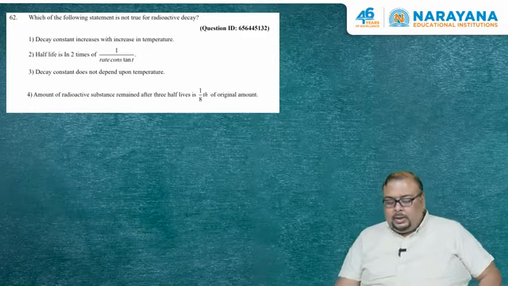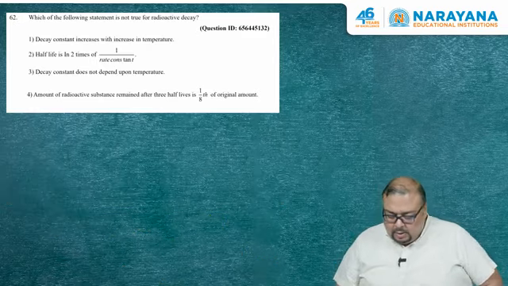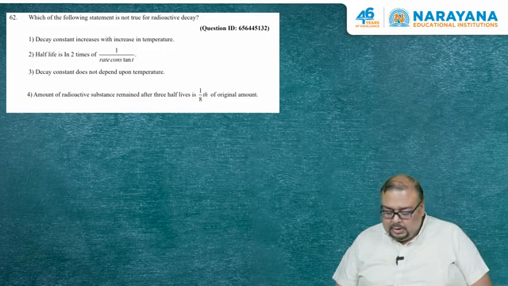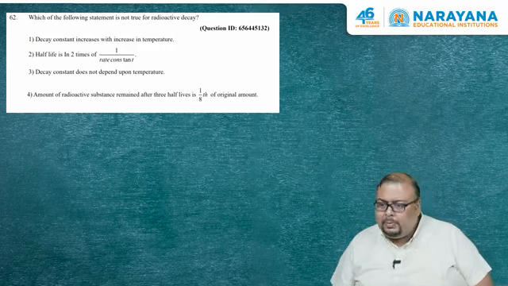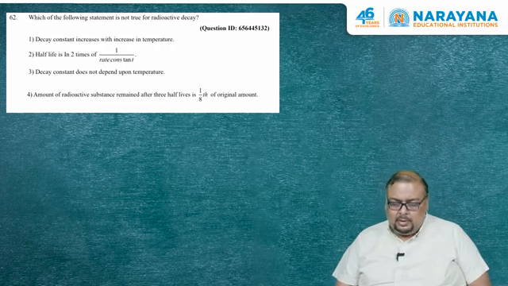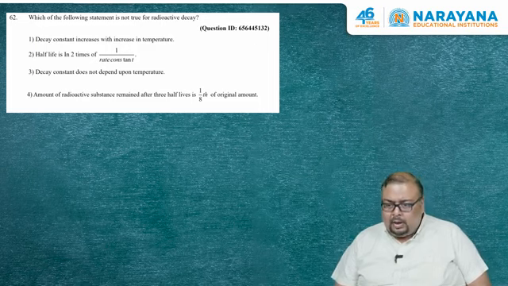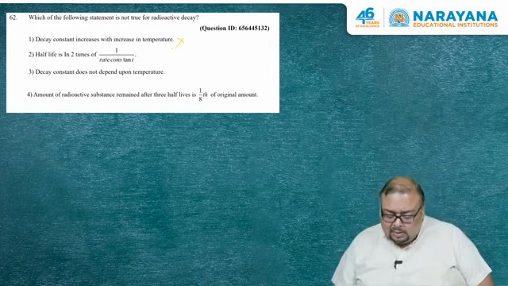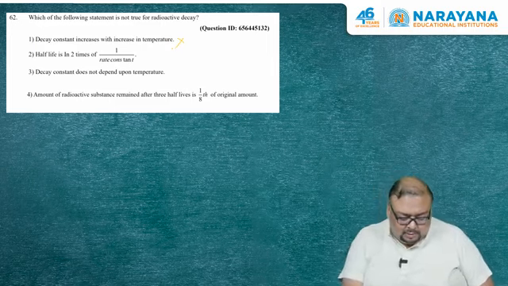Okay, which of the following statements is not true about radioactive decay? Okay, so option 1, decay constant increases with increase in temperature. Now radioactive decay depends on the nature of the nucleus. So decay constant will be constant with temperature. Temperature is not going to affect the decay constant lambda. So option 1 is incorrect. And it's a single correct question, so this will be our answer. So 62 answer should be 1.